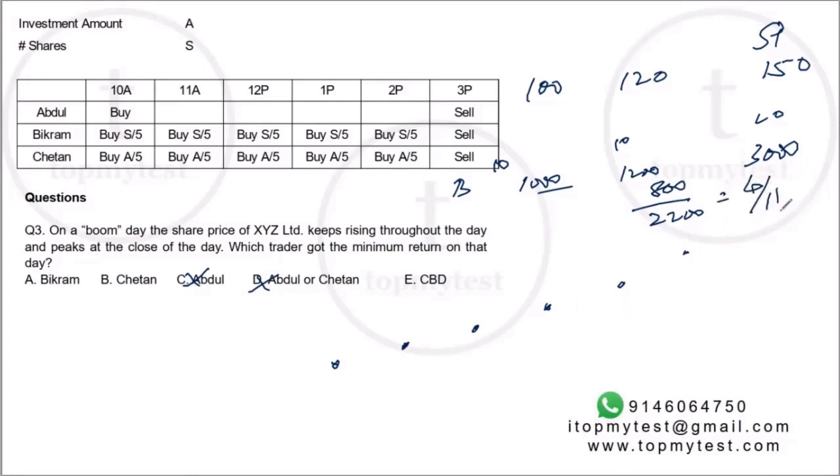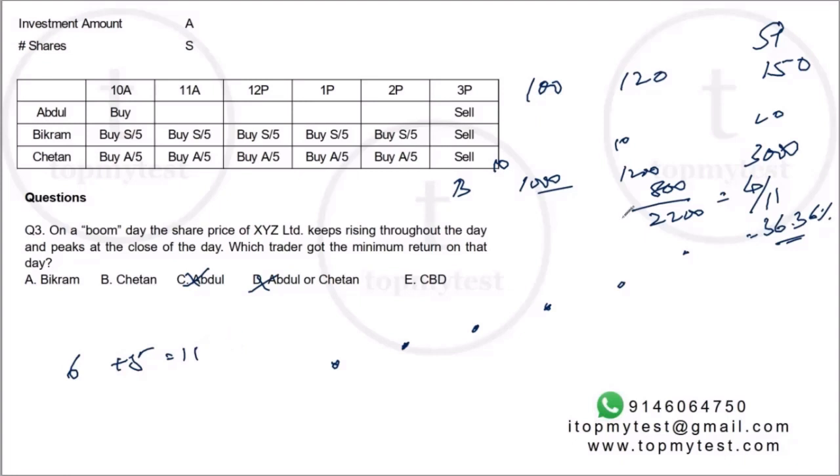Right? 4 in 11, 1 in 11 is 9%, 4 in 11 will be 36.36%. Right, okay, let's look at Chetan. Chetan has to invest the same amount of money. So let's assume 600 rupees is invested. For 100 rupees per share, he's going to get 6 shares. For 120 rupees per share, he's going to get 5 shares. So a total of 11 shares.